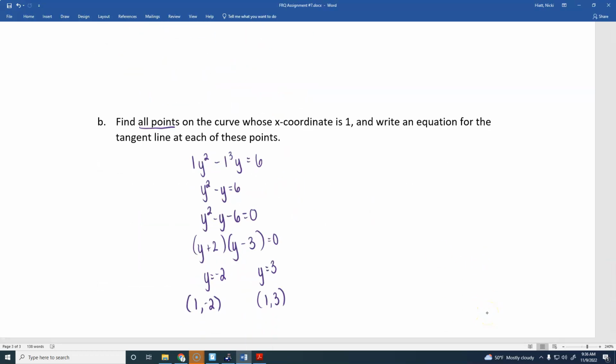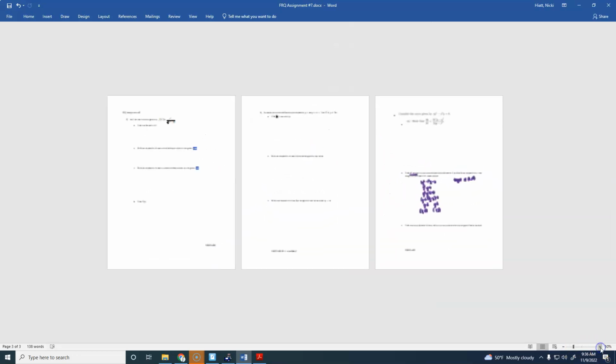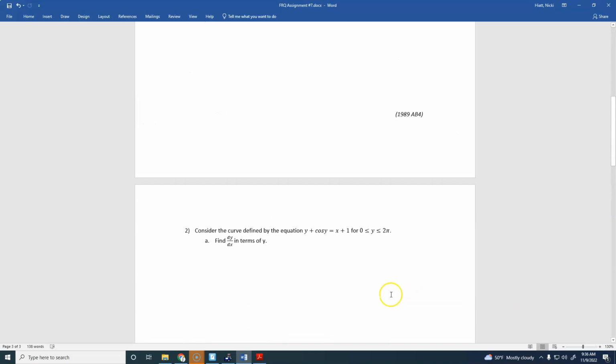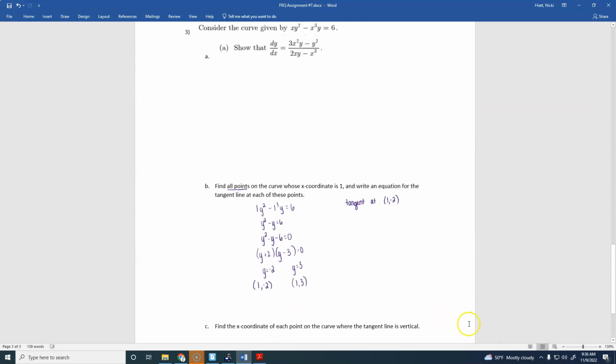So I'm going to write here tangent at (1, -2). Let's do that one first. So our... wow, that really shrunk. Shrink it a little, but not that much. Okay.